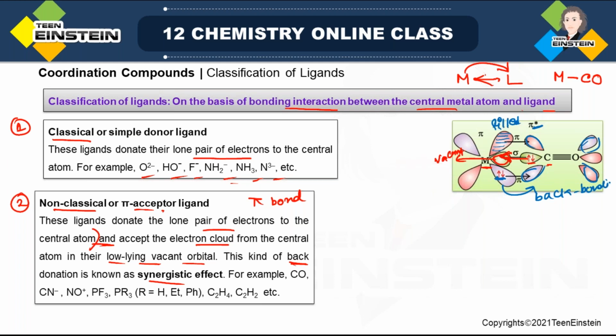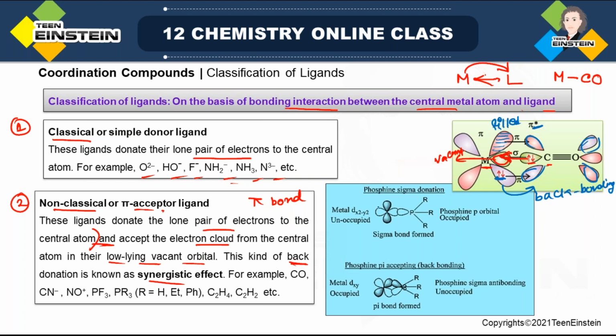Back bonding also you can say. Now because of donation going on in both directions, ligand to metal and metal to ligand, these types of ligands form very stable complexes. Because here a two-way electron donation is occurring, that is why they are very stable.